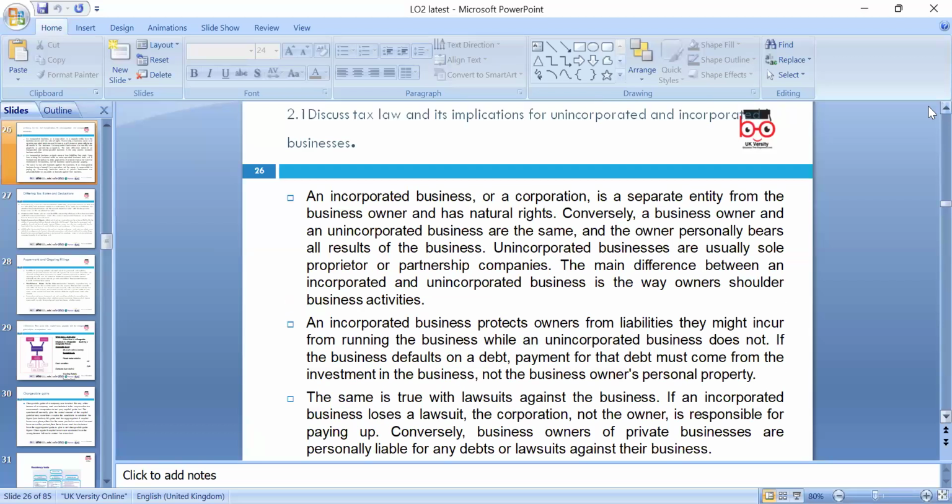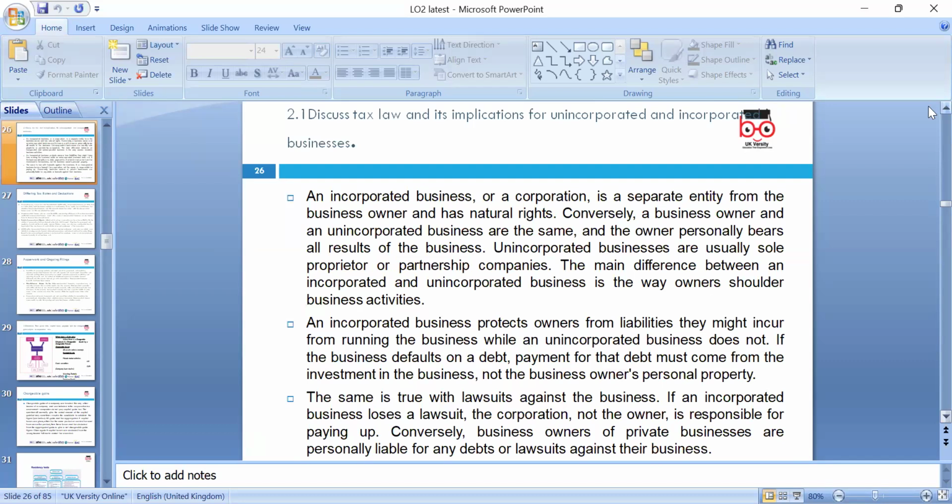We'll go through 2.1 now. Discuss the tax laws and their implication for unincorporated and incorporated business. Incorporated businesses treat the corporation as a separate entity from the business owner. For unincorporated businesses, the business owner and the business are the same, so the owner is personally liable for all the results.